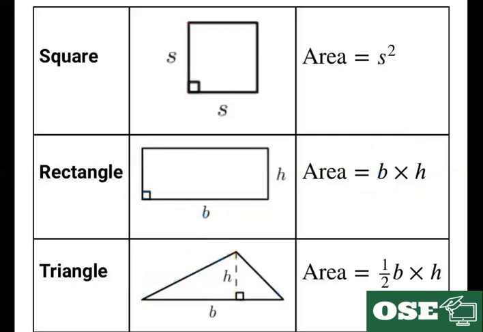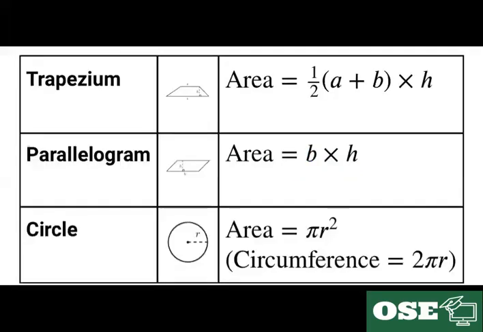And then for a trapezium, it's half A plus B times the height. Again, also because of missing spaces, that's why we have half. And then the parallelogram, base times height, and then a circle we all know pi r squared, where pi is 22/7 or 3.14.